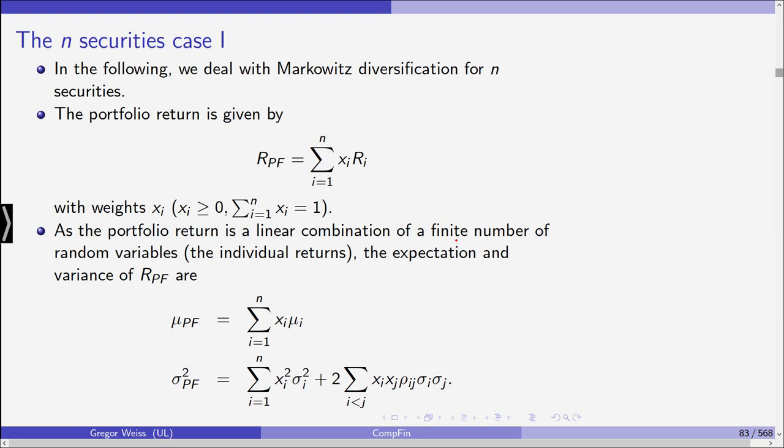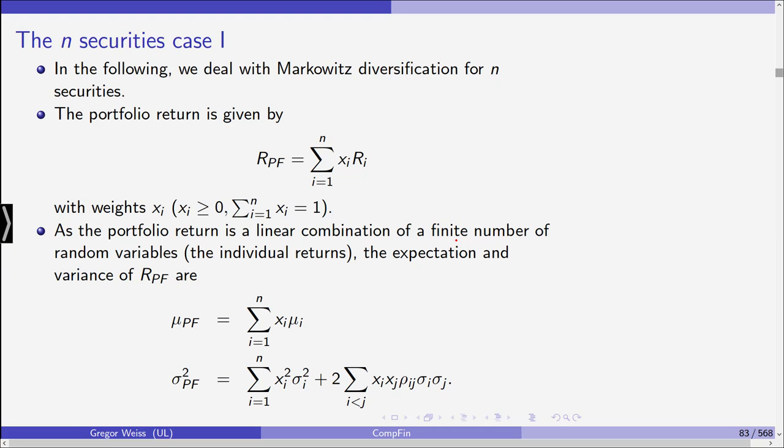Now we are not using n minus 1 weights, but we say, okay, with n securities, we take n weights. So x1 is... xi has to be larger or equal to 0. And if you sum up all those xi's, it has to equate to 1. As the portfolio return, again, is a linear combination of a finite number of random variables, that is the individual returns, the expected value and variance or volatility are also given by these equations.